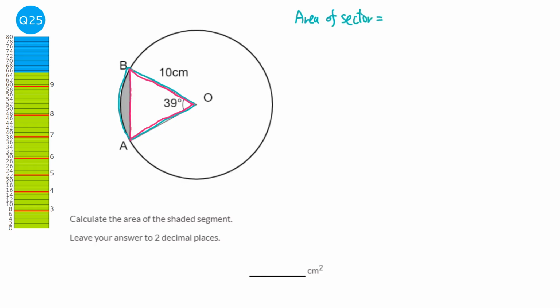And we know that that is the angle that we have of the circle times by the area of the full circle. So the angle we have is 39 over 360. And then we've got pi times 10 squared. Type that into your calculator and you get 34.033 blah blah blah.